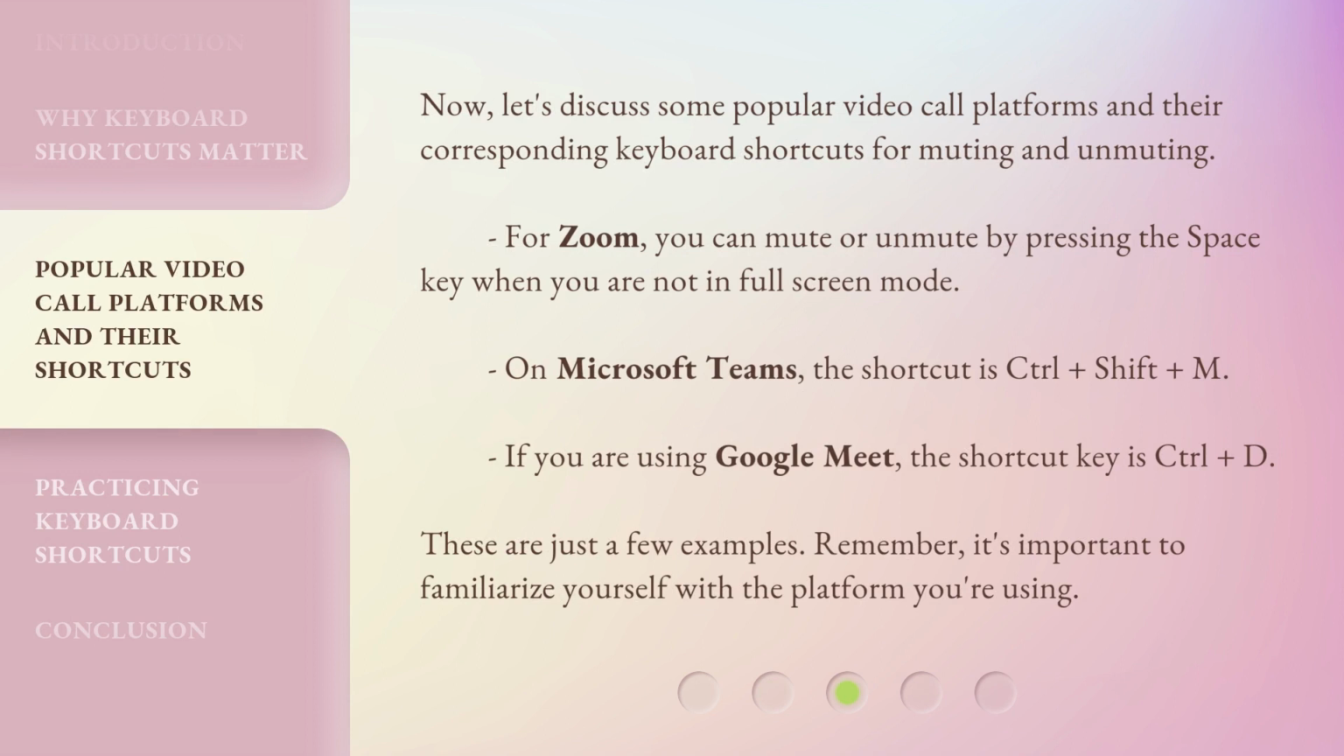Now, let's discuss some popular video call platforms and their corresponding keyboard shortcuts for muting and unmuting. For Zoom, you can mute or unmute by pressing the space key when you are not in full screen mode. On Microsoft Teams, the shortcut is Ctrl+Shift+M. If you are using Google Meet, the shortcut key is Ctrl+D. These are just a few examples. Remember, it's important to familiarize yourself with the platform you're using.